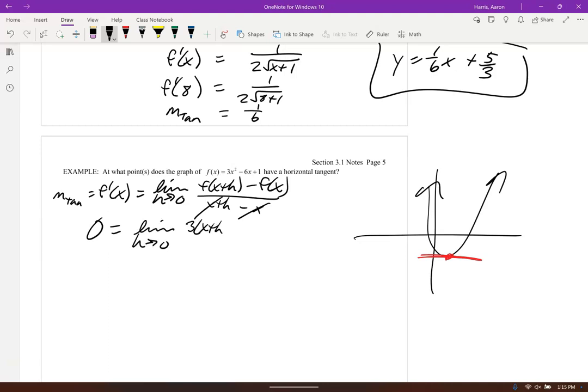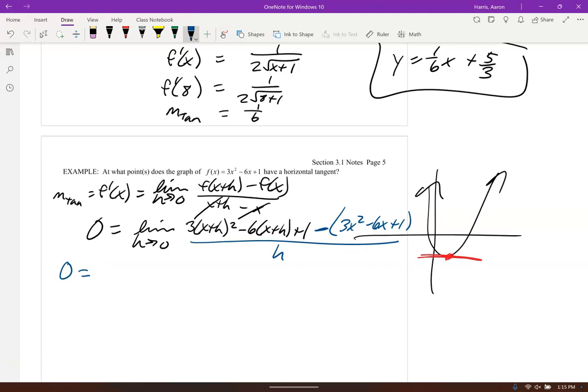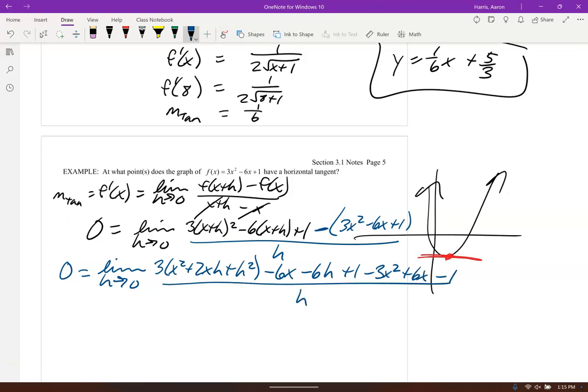So 3(x plus h) squared minus 6(x plus h) plus 1 minus the original function, which is just 3x squared minus 6x plus 1. This is all over h. And again, we're trying to set this, where is the slope 0? That's why I got a 0 equals on the left-hand side there. 3x squared plus 6xh plus 3h squared minus 6x minus 6h plus 1 minus 3x squared plus 6x minus 1. This is all over h.